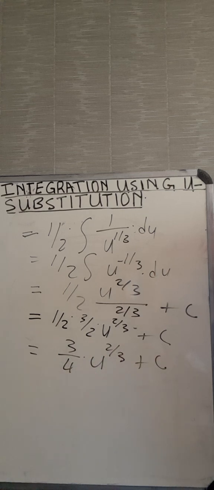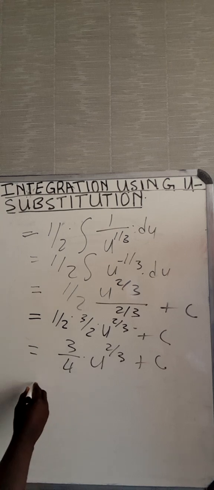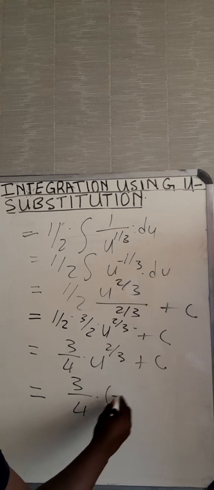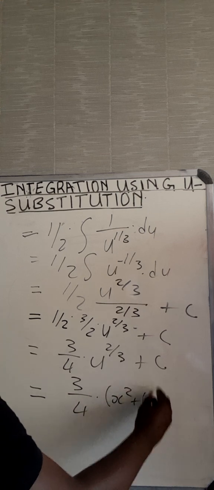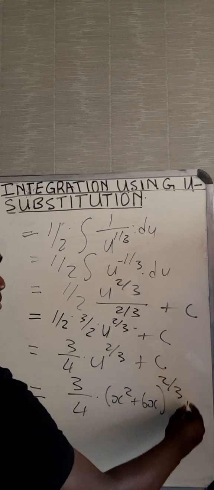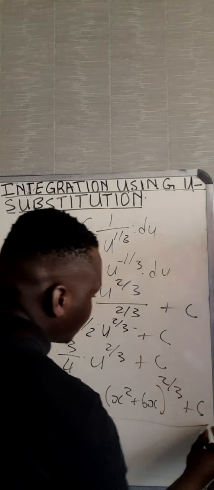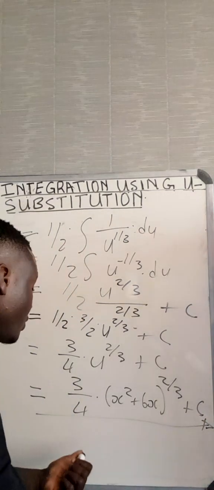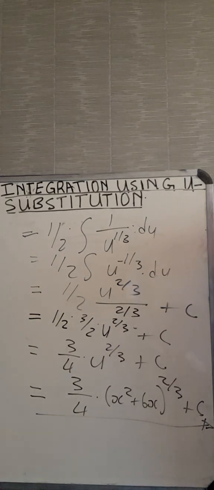But mind you, u stands for something. u stands for x squared plus 6x. So we return back the original. This will be 3 over 4 times x squared plus 6x to the power 2 over 3 plus a constant. So this is the final answer. So this is how we do it. Now let's go to the next problem.